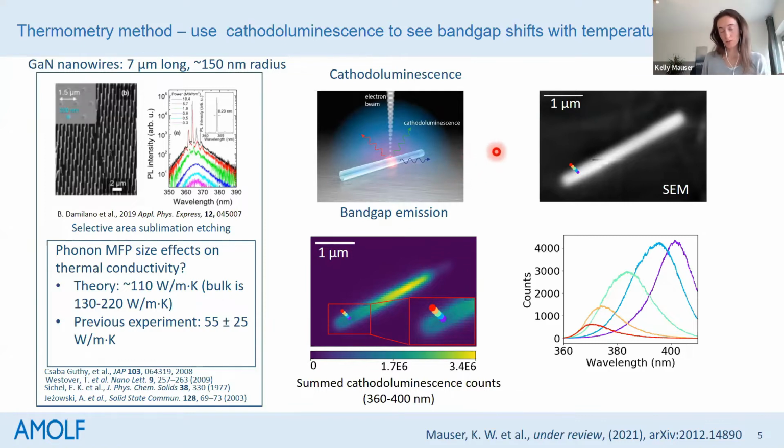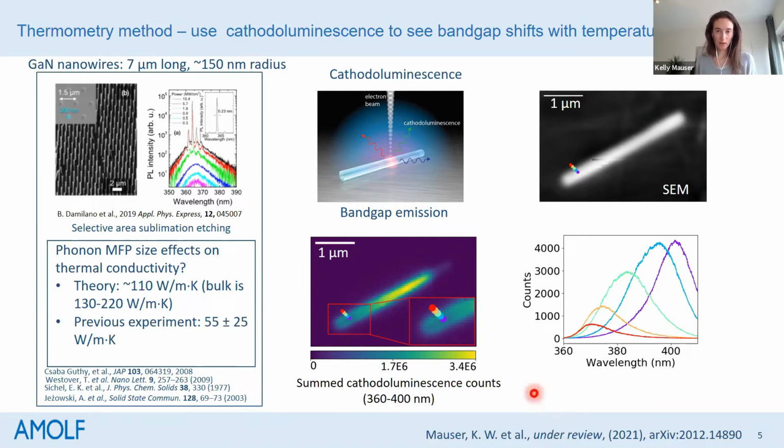So it's very similar to photoluminescence, but with higher spatial resolution. Here is a gallium nitride nanowire in an SEM, and this is a cathodoluminescence map. What we're doing here is you park the electron beam at each of these pixels, and at each pixel you sum up all of the photons that come out.